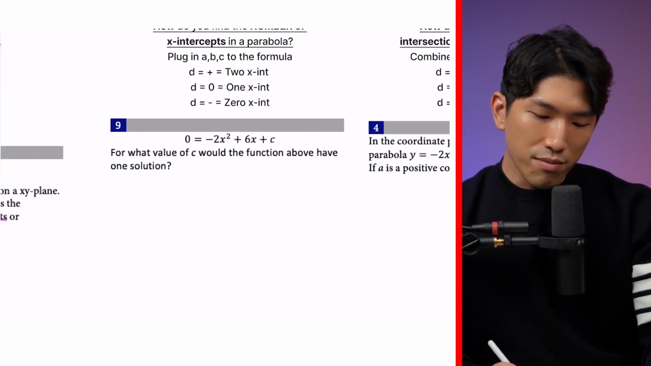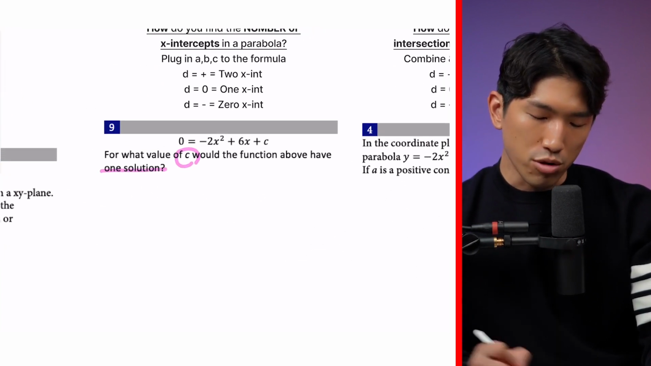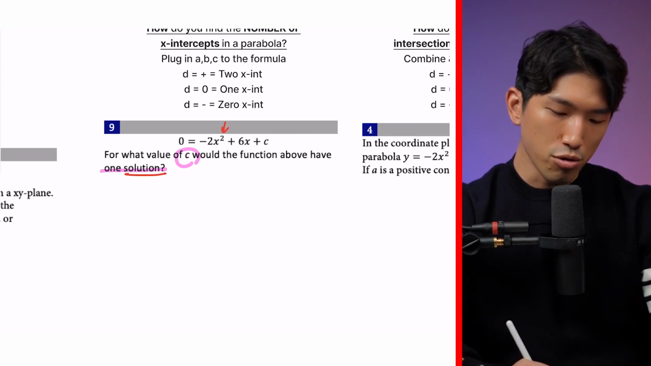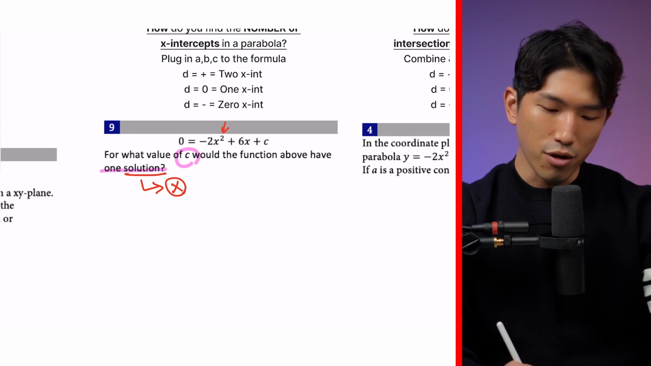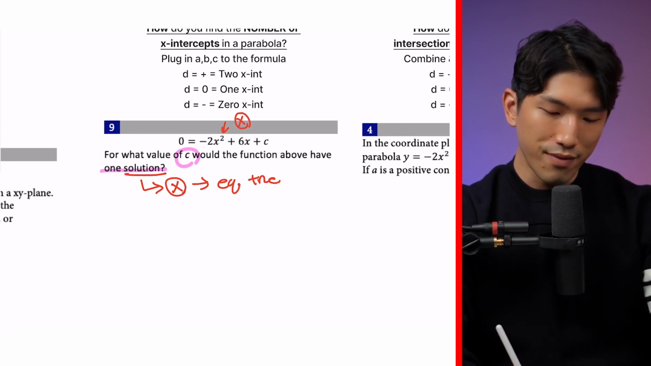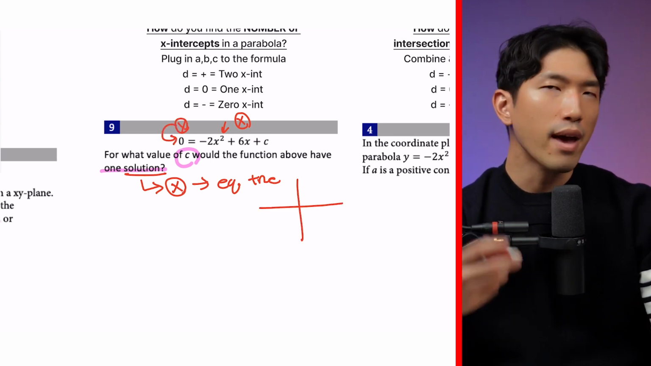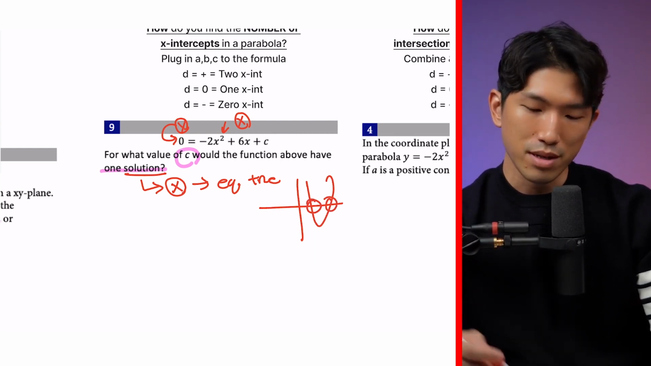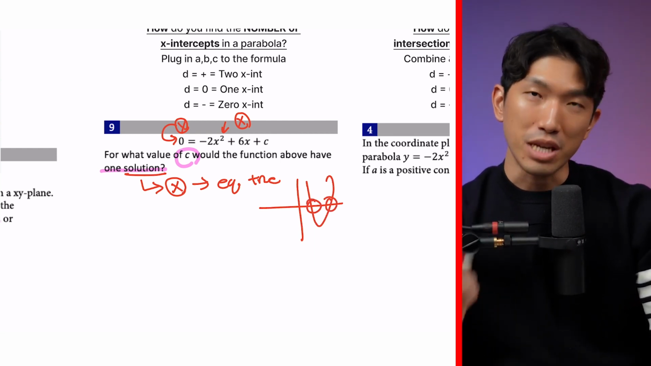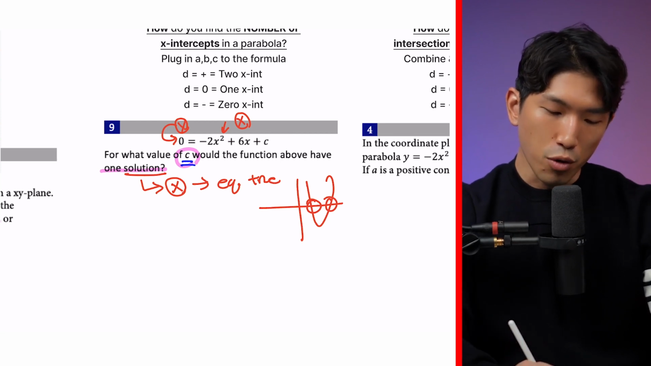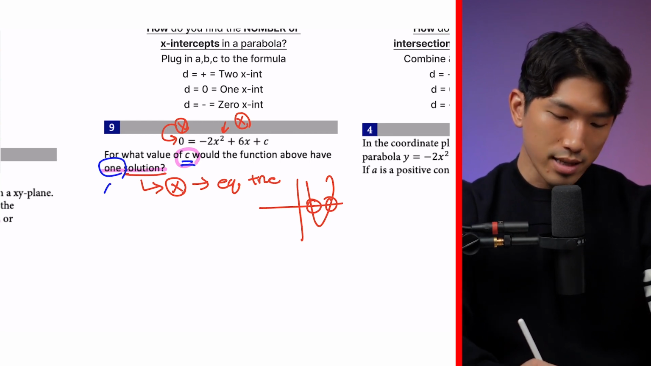For what value of c would the function above have one solution? So we are given a parabola and we're looking for a solution. What's a solution? Solution is referring to the value of x that makes the equation true. And in this case, we're looking for the value of x that makes our y value equal to 0. So the value of x that makes y equal to 0, what is that? It's going to be the x-intercepts. Those are the x values where y is equal to 0. So in other words, we're looking for the value of c where the function would have just one x-intercept.